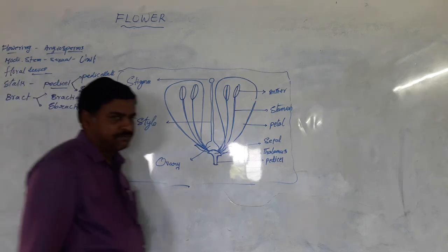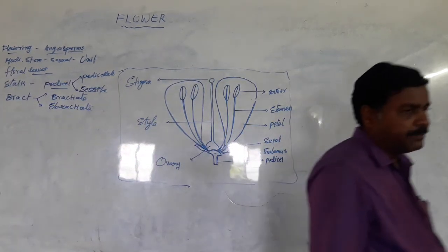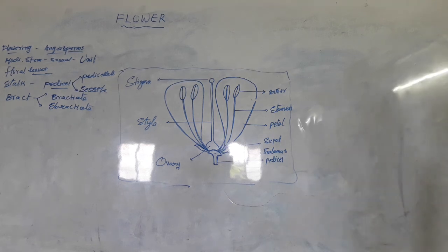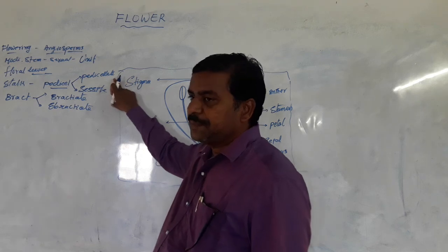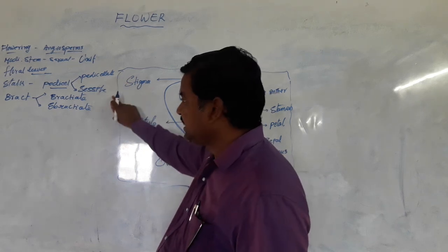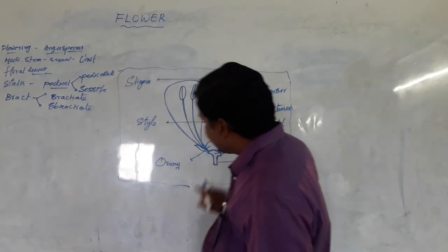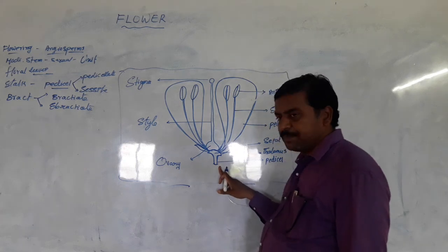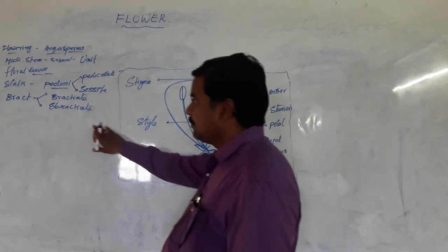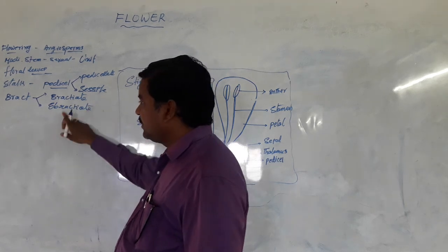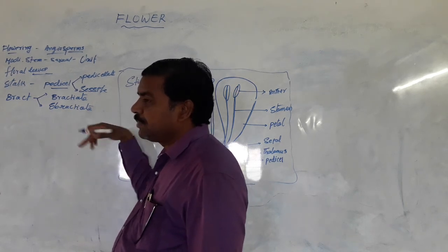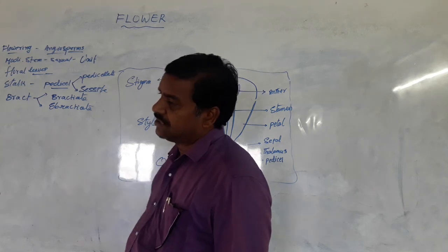Definitions are very important. The start of the flower is the pedicel. With pedicel is pedicellate. Without pedicel is sessile. The small structure present at the base of the pedicel in some flowers is called a bract. With bract is bracteate. Without bract is called ebracteate.